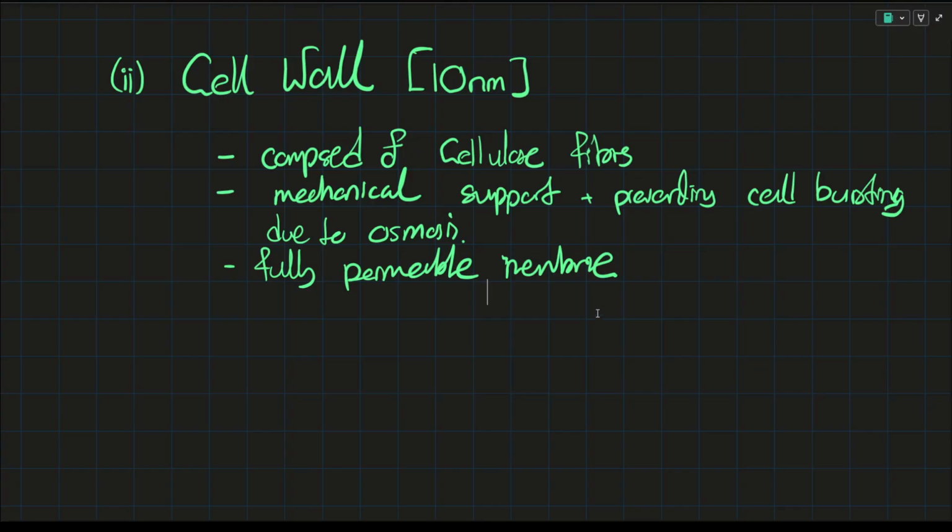The cell wall does not care what comes through, what goes away. It's just going to allow anything to go through. The third exclusive structure when it comes to the plant cell would be the vacuole.